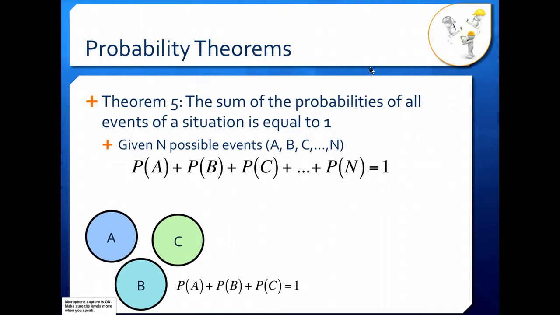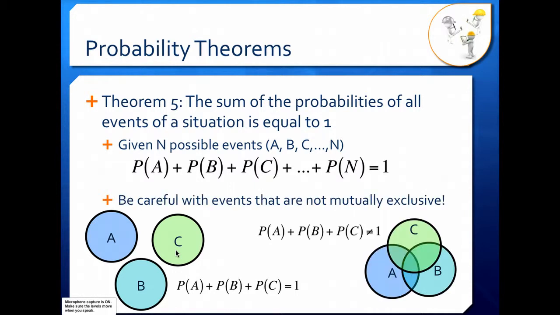So this means given n possible events, A, B, C, up to whatever you want to n, is equal to 1. If we look at our probability space in these three circles, probability of A plus the probability of B plus the probability of C equals 1. This is stating that only events A, B, and C can occur.